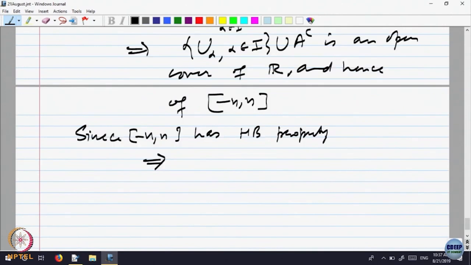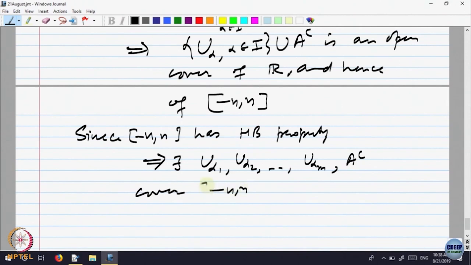this implies I have got a covering, right? So that means there is a finite subcover. That finite subcover of minus n to n may include A complement, may not include A complement, but positively it will have some finite subcollection of U_alphas. So there exist U_alpha 1, U_alpha 2, up to U_alpha m, maybe A complement, that cover minus n to n. Right? From this collection, how do you get a finite subcover? Keep A complement and pick up some finite number of elements from the given cover.